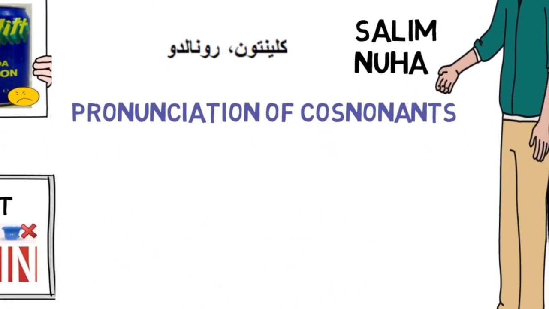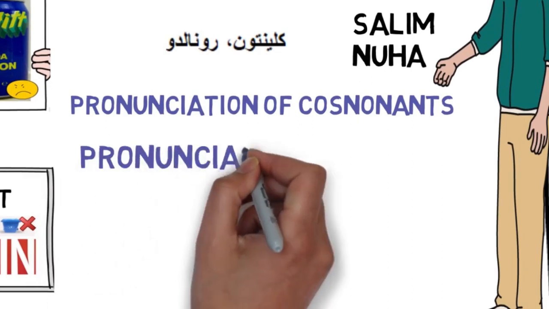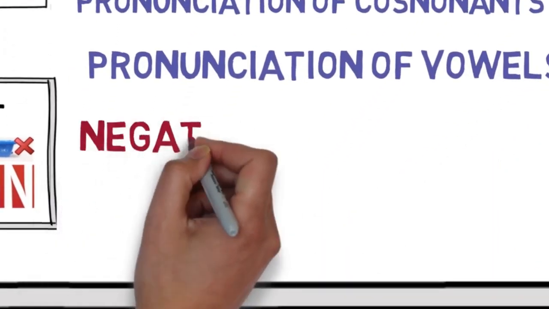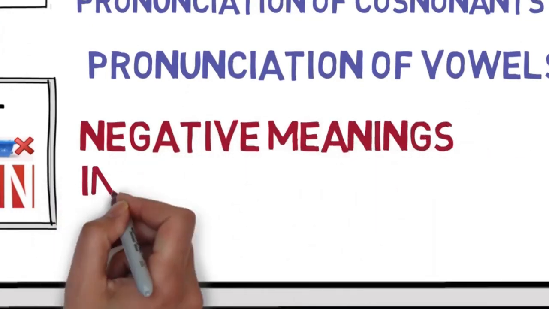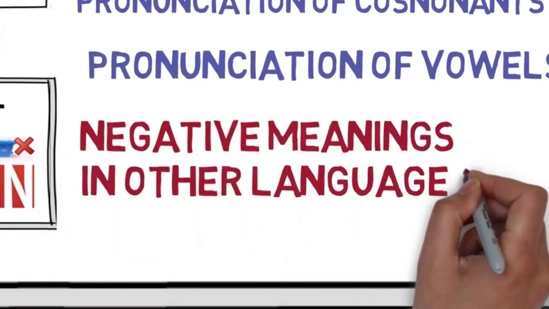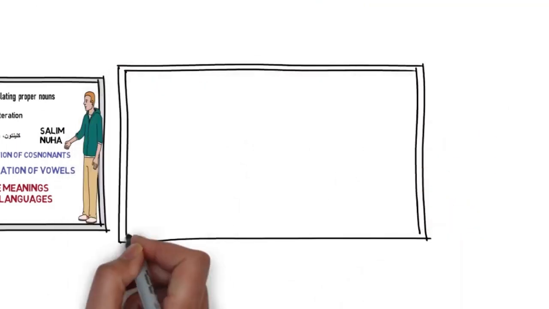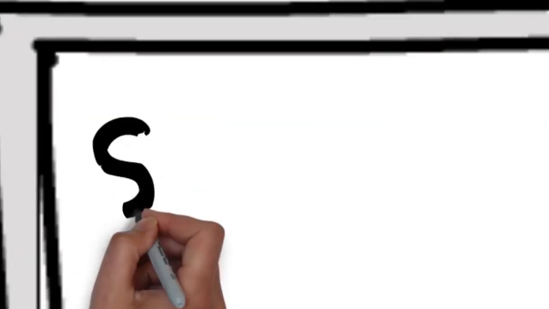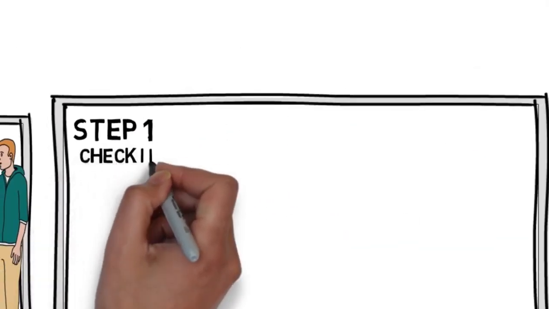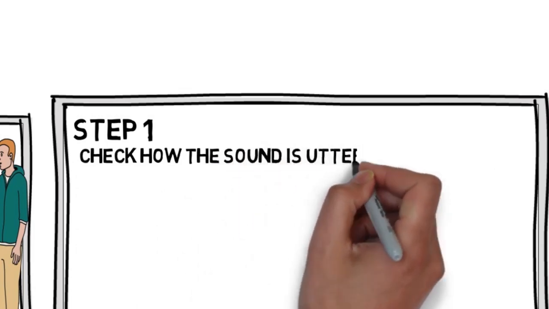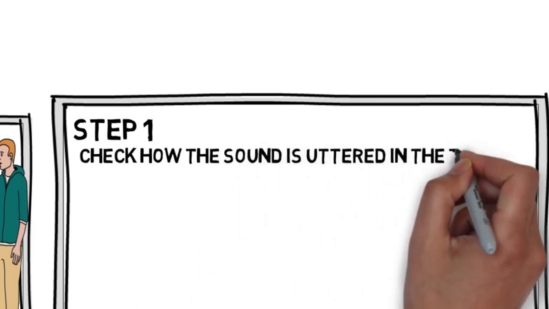You only need to know first how the sound, consonant, or vowel is pronounced in the target language. And you should find out whether the transliterated word has a negative meaning in the target language or not. So we can follow two steps. Step 1 is to check the utterance. We need to know how the sounds are uttered in both languages in different positions in the word.